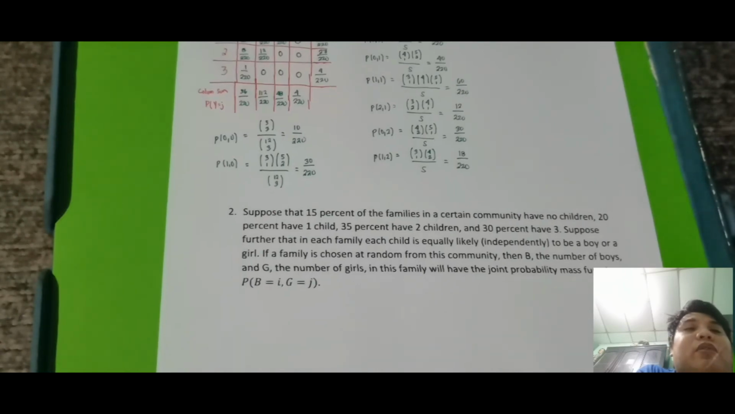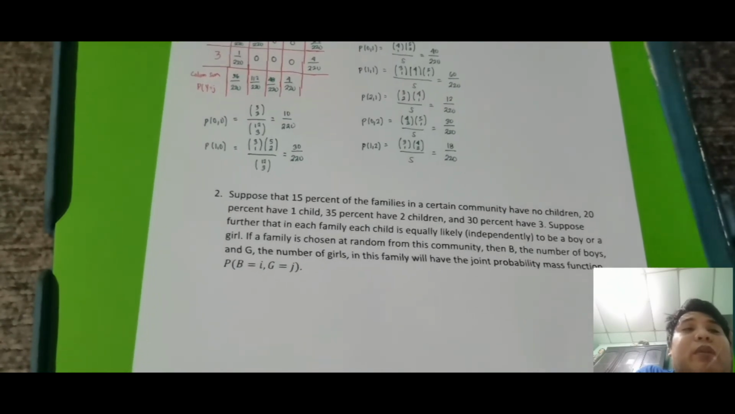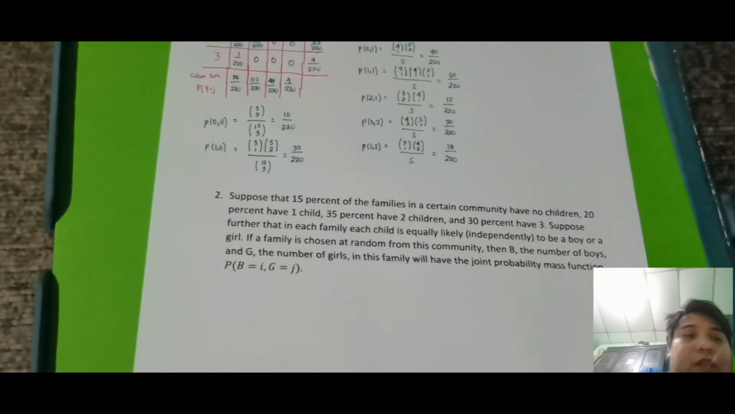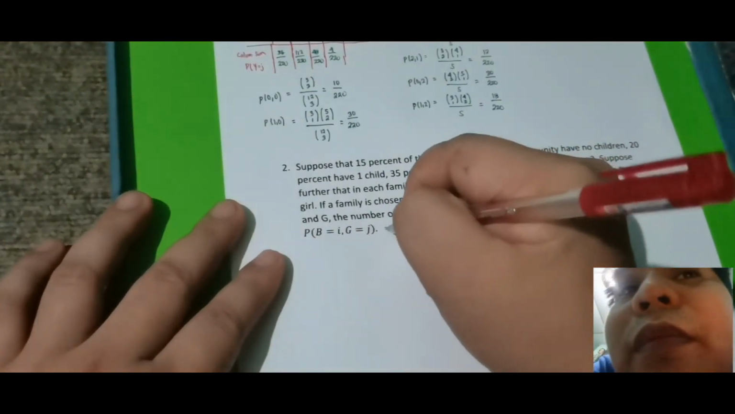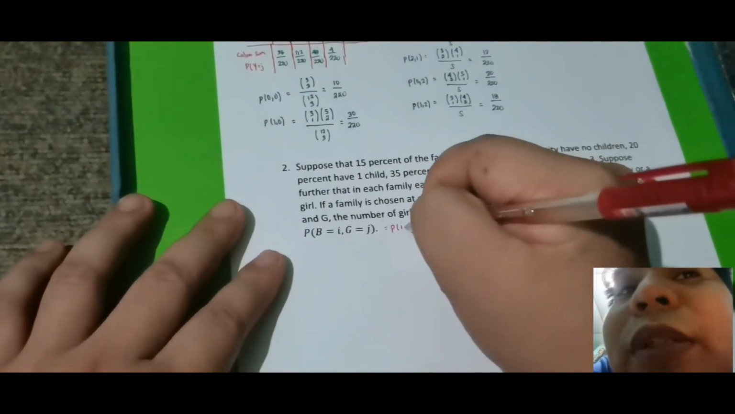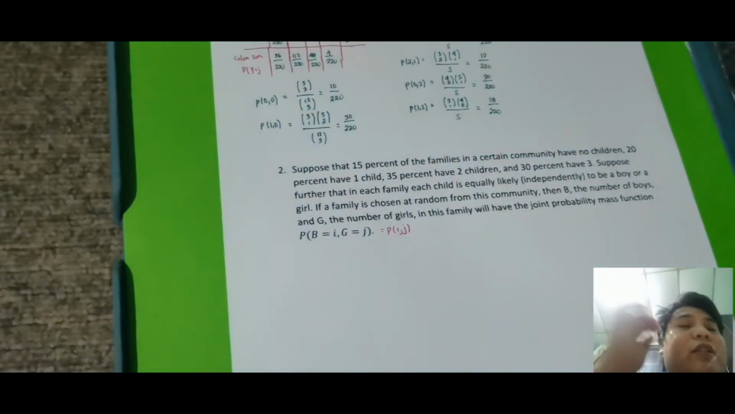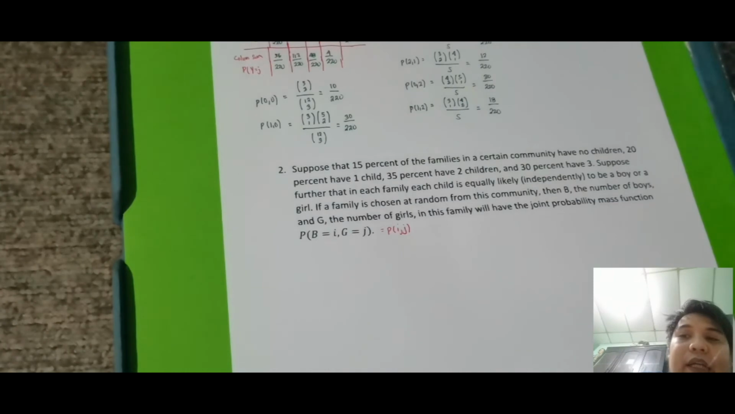We'll have the joint probability mass function. Probability of B is equal to I, comma, G is equal to J, or simply, this is just the probability mass function p(I, J). Okay, so the joint probability mass function p(I, J).